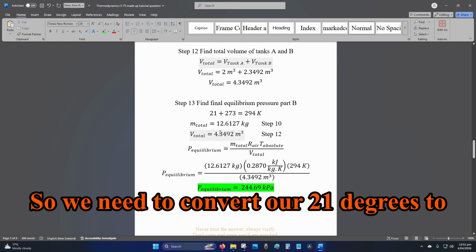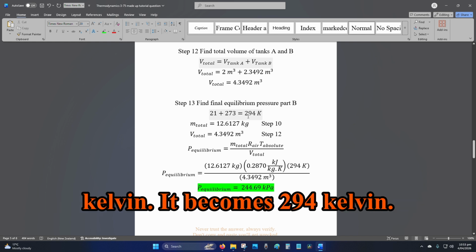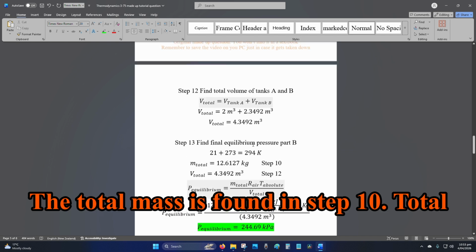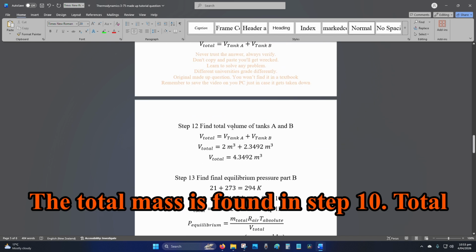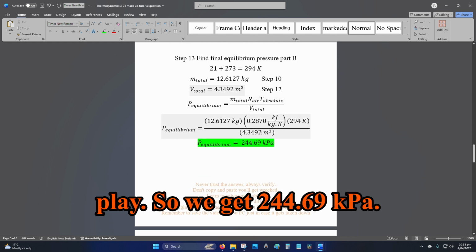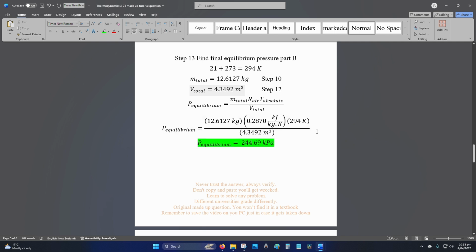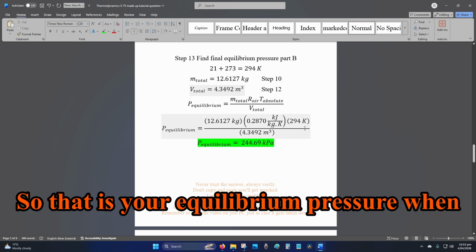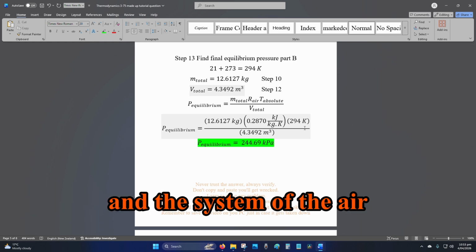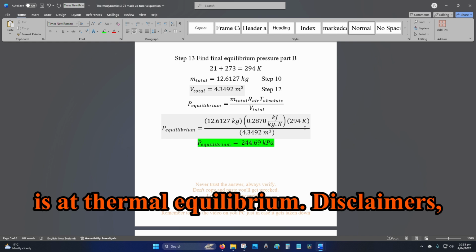Step 13, find the final equilibrium pressure for part B. So we need to convert our 21 degrees to Kelvin. It becomes 294 Kelvin. The total mass is found in step 10. Total volume is found in step 12. And now we just plug and play. So we get 244.69 kPa. So that is your equilibrium pressure when the valve is opened and the system of the air is at thermal equilibrium.